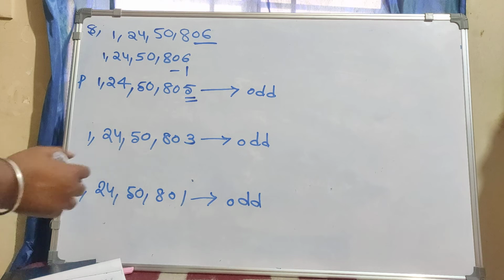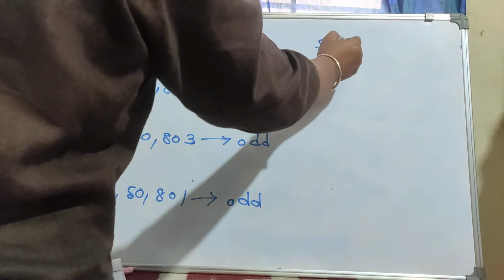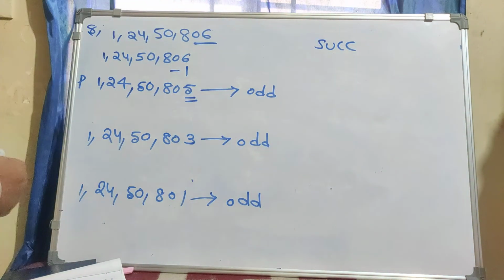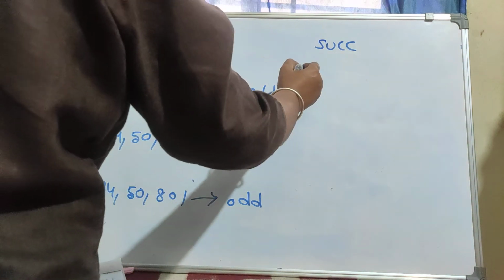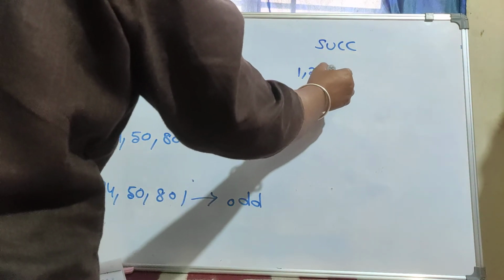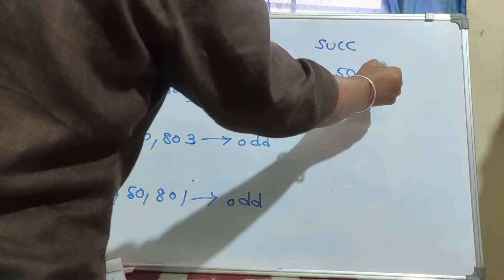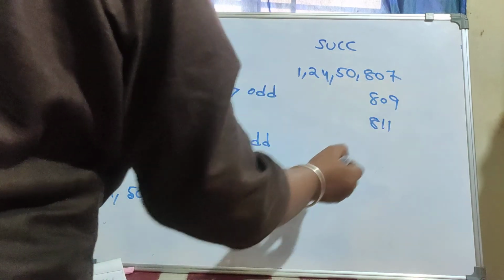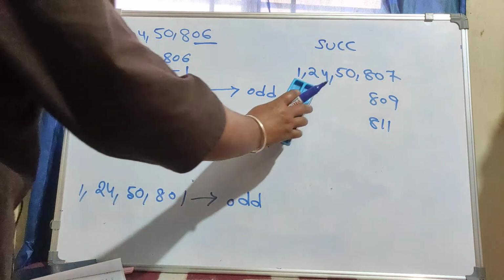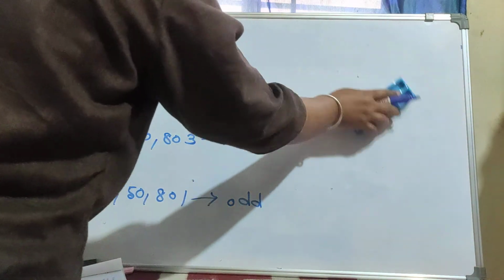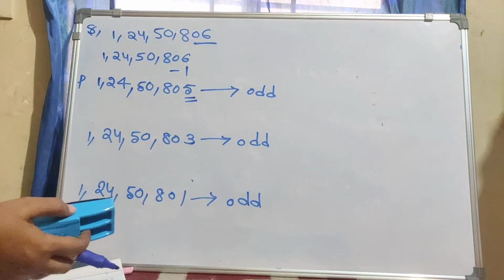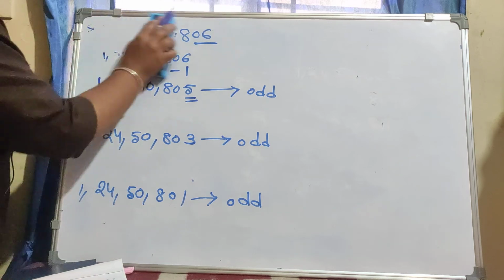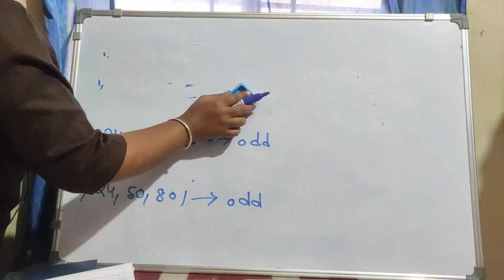If they were asking for successive odd numbers, then I would need to write 807, 809, 811. These are successive odd numbers, but they have not been asked in that question. So the 8th question is done. Moving on to the 9th now.